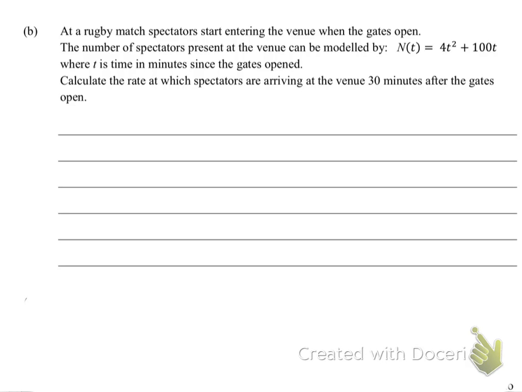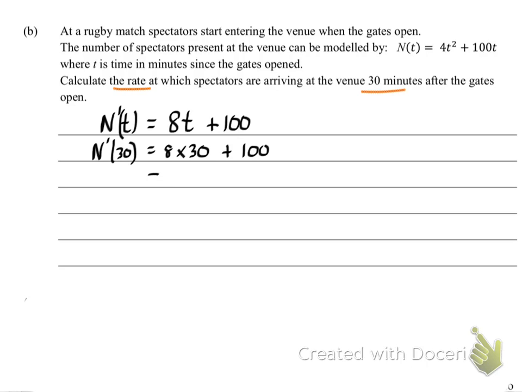Here we're asked a question about rugby. The key word is the rate. So that means we're going to have to differentiate, multiply by the power, reduce the power by 1, after 30 minutes. So put 30 into the equation and work out your answer. That's 340 people per minute. Pretty straightforward.